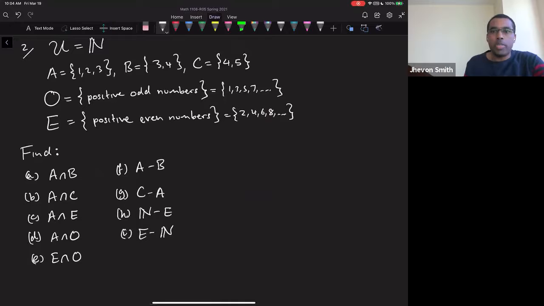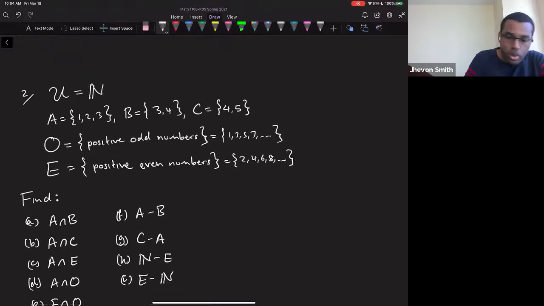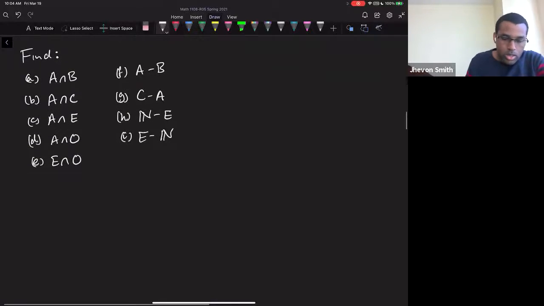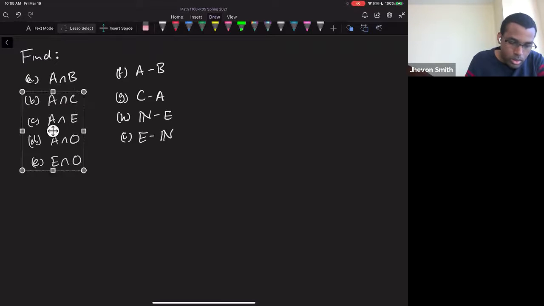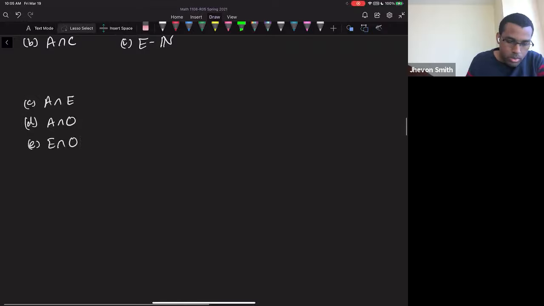Now let's go with some specific examples where I give you the sets. The U represents the universe, remember, and I defined this for you before as 0, 1, 2, 3, going on forever. So now I want you to find all of these guys. Need some space in here.